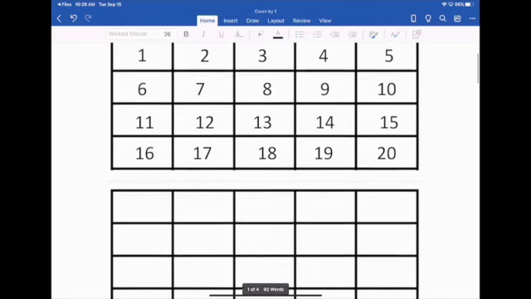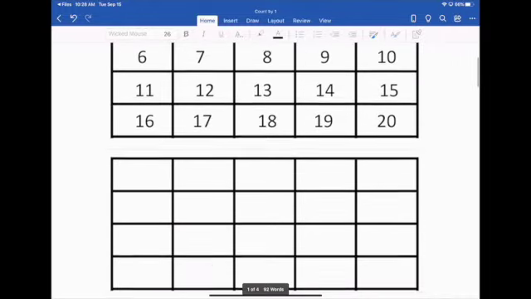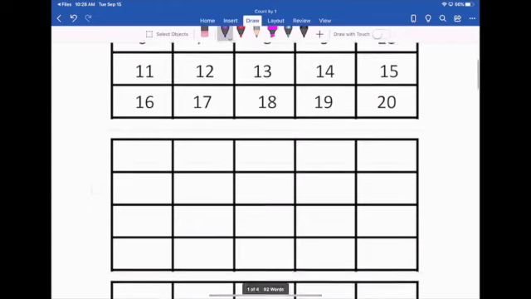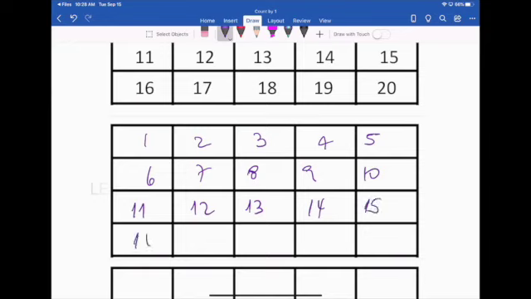exactly the same numbers that are on the top. So they emulate, or they try to practice how to count by one. So it will be 1, 2, 3, 4, 5. Hopefully they say it aloud. 6, 7, 8, 9, 10, 11, 12, 13, 14, 15, and so on up to 20.